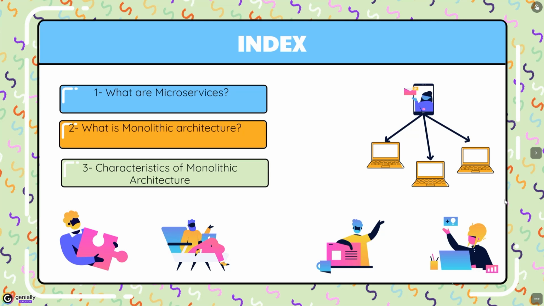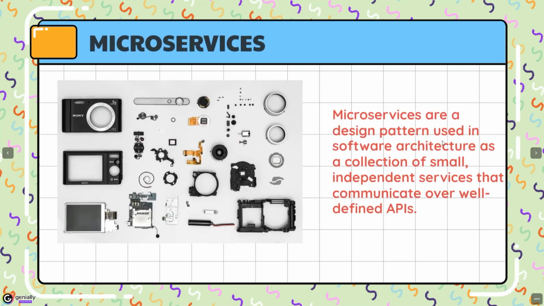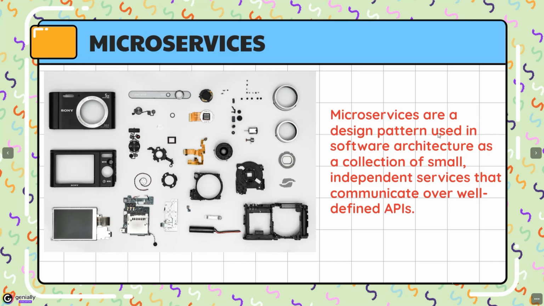In this video, we will discover the essentials of microservices, dive into monolithic architecture, and explore its key characteristics. Microservices: you imagine transforming your complex applications into a well-orchestrated symphony of small, independent services. This is the magic of microservices.